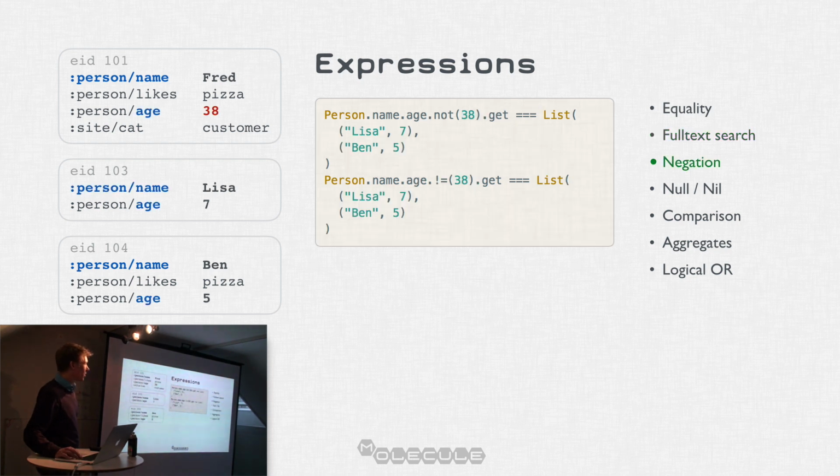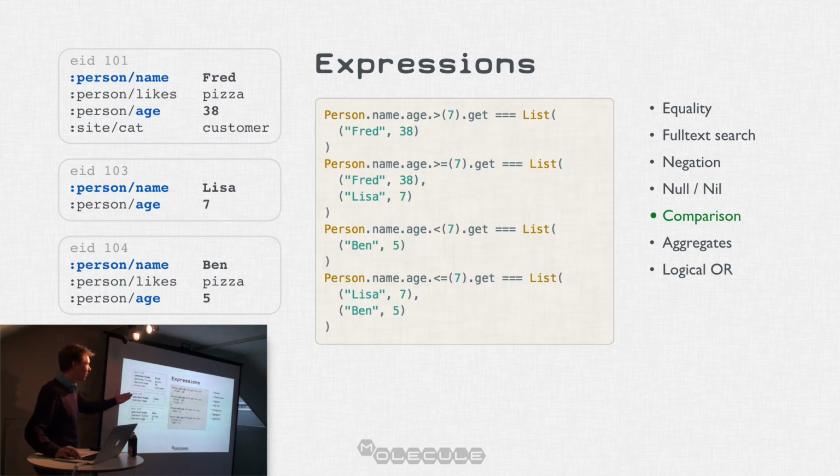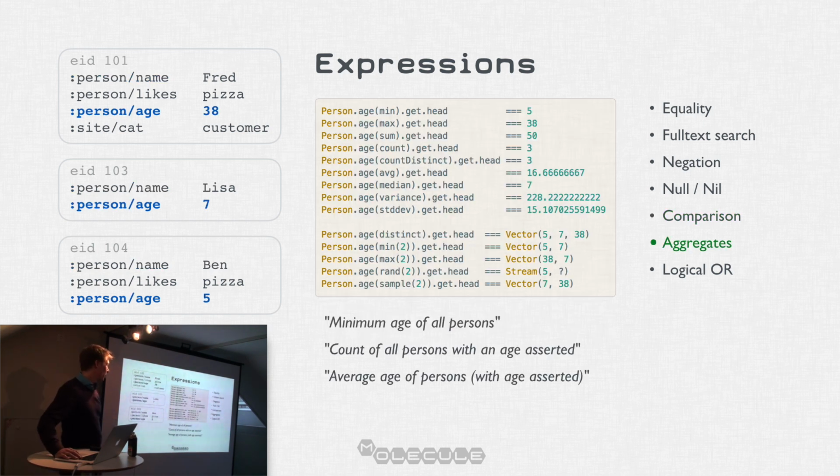You can also do negation. So all persons that are not 38, you can write it in two different ways. And you could say, I want all persons that have no likes fact asserted or retracted at some point. So then you get the only sign. And you can have bigger than, smaller than, you can compare and so on. Average, median, variance, standard deviation, discounts. And you can even take out random entities from the whole set.